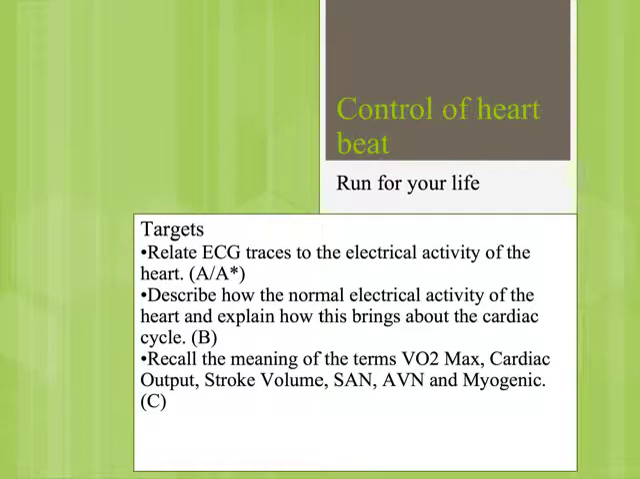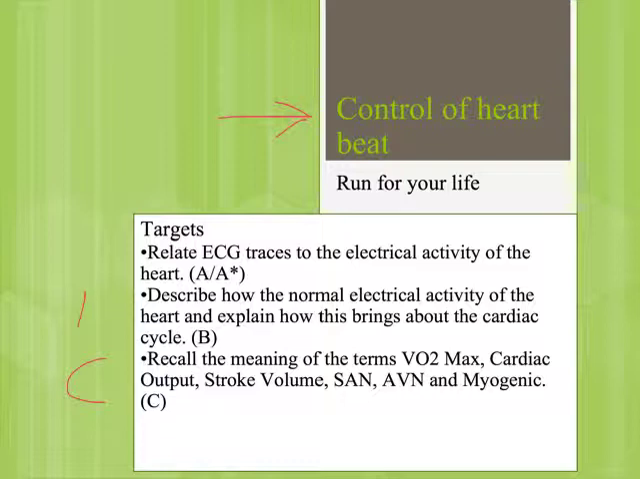Okay, so Run for Your Life lesson 7, I think we're on to now. The main topic today is control of heartbeat, but we'll also be looking at VO2 max, a little bit of aerobic fitness too. What we're looking at for C grade here, these terms: VO2 max, cardiac output, stroke volume, SAN, AVN and myogenic.